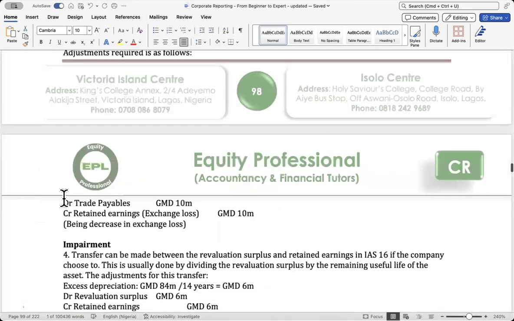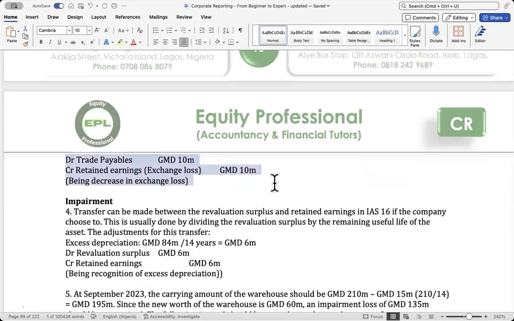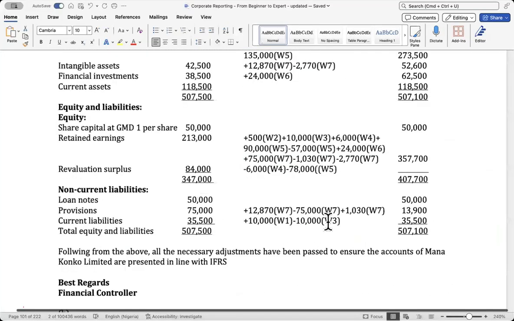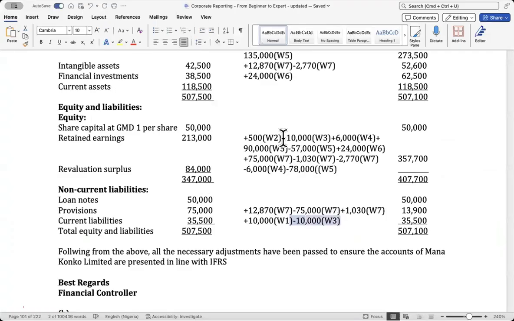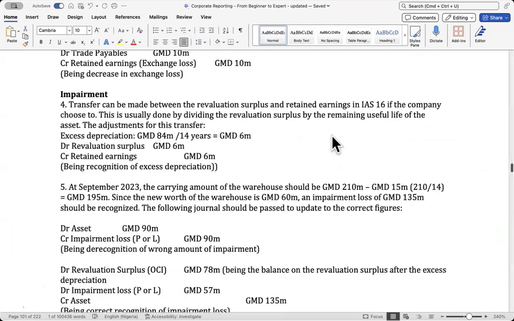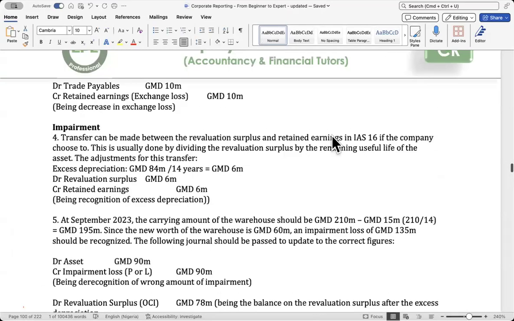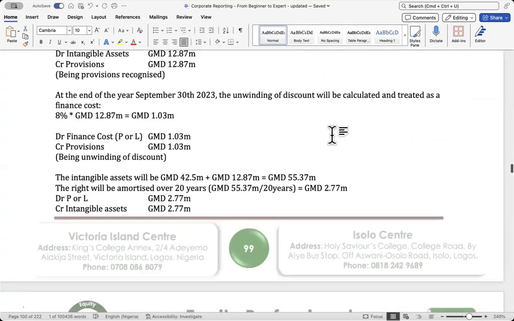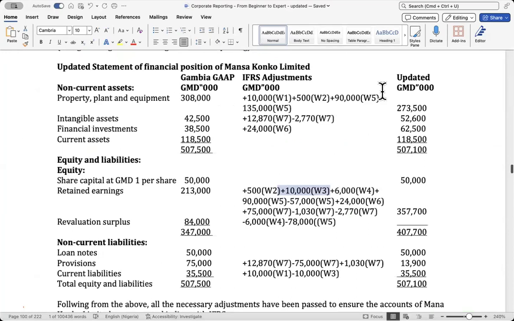Then the third one, I debited trade payables, I credited retained earnings. So that means I would remove 10 from trade payables and add 10 to retained earnings, which is this. So in my trade payables, I removed 10, then I added 10 to retained earnings. That's how we adjusted for them all, these adjustments I did one by one. And this is all they need you to do in that exam, because you need these updated figures.